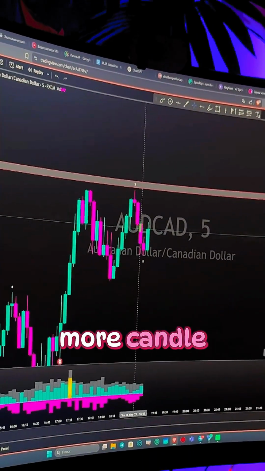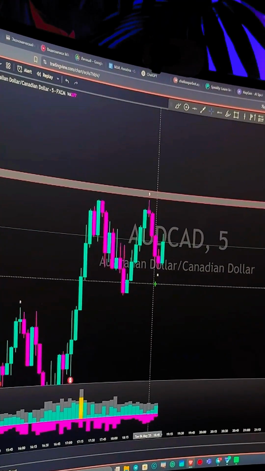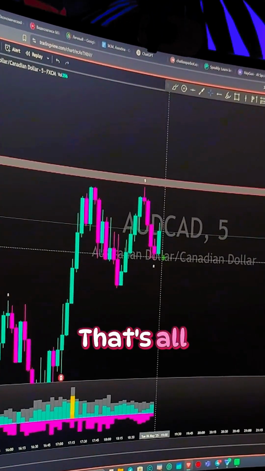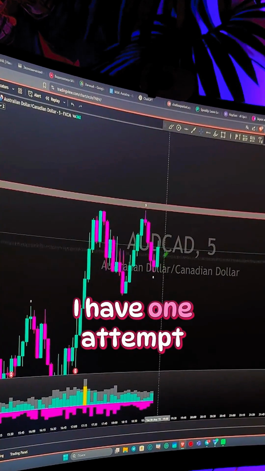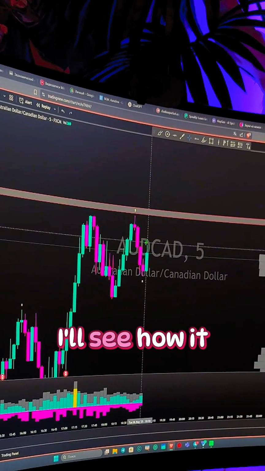Let's wait for one more candle. I know I could switch to another one, but right now this is really a battle of perspectives. I just have to win this one, that's all. Of course, I might lose. I have one attempt left, but at least I'll try. Let's wait until closer to the close. I'll see how it closes.